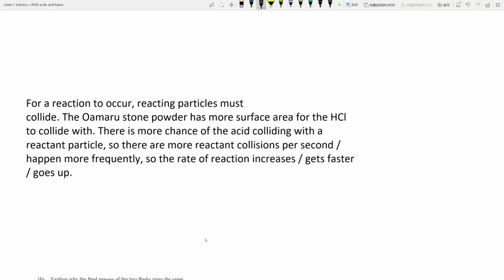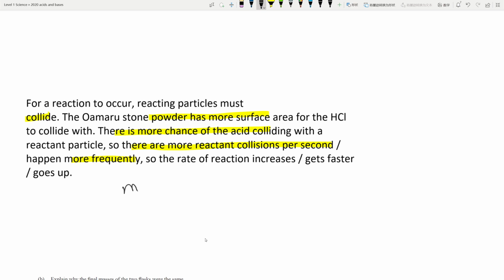Okay, so the particles must collide. The powder has more surface area, therefore there's a higher chance for them to collide, therefore there are more collisions per unit time, per second. Now you either say per second or you say higher frequency. Okay, just make a note here.